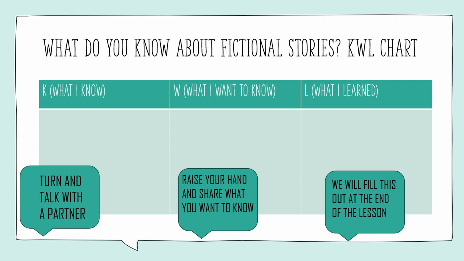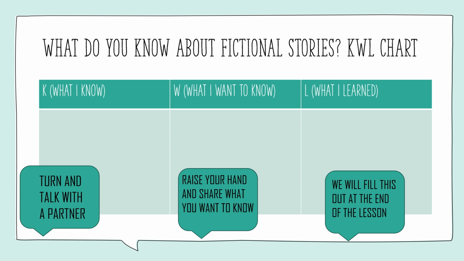So first, what do you know about fictional stories? So here you would have students turn and talk with a partner. I would typically walk around the classroom and write down, as I'm hearing students talk about what they know about fictional stories. For example, stories all have characters. Some stories might include animals that talk, problem, solution, things like that.